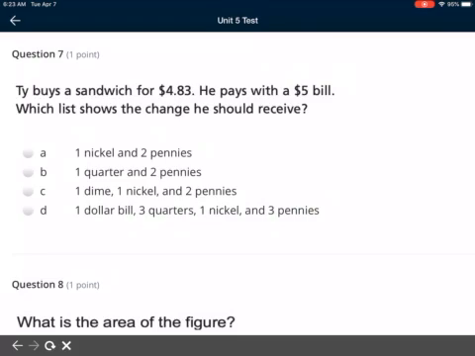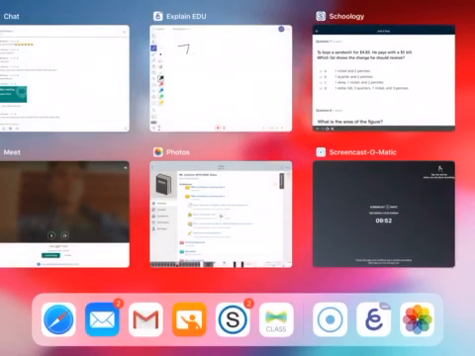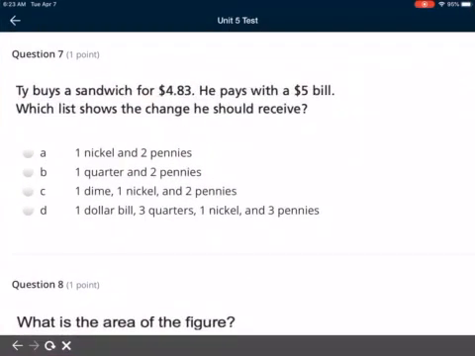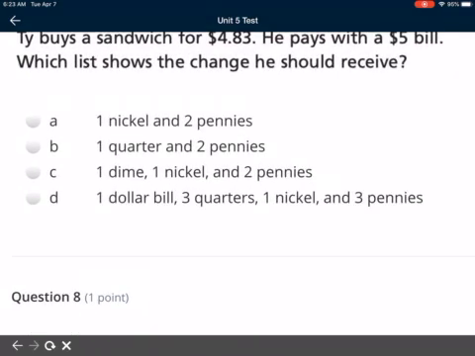So it costs $4.83, and he pays with a $5 bill. So you're going to have to do your work to figure out the change. Now, after you figure out the change, I have to do some adding of my coins to see which one would be the right answer. So for this one, is it A, 1 nickel and 7 pennies?